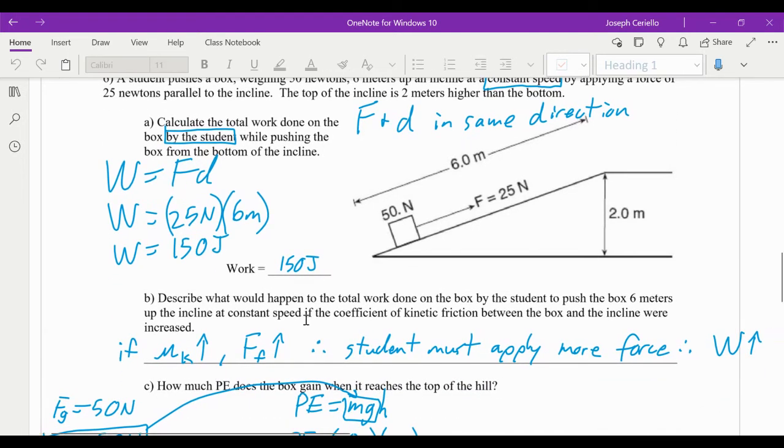The next question says basically if there were more friction, what would happen to the work done? Well, if there were more friction, the student would have to apply more force, right? More than 25 newtons. So the amount of work done would go up.